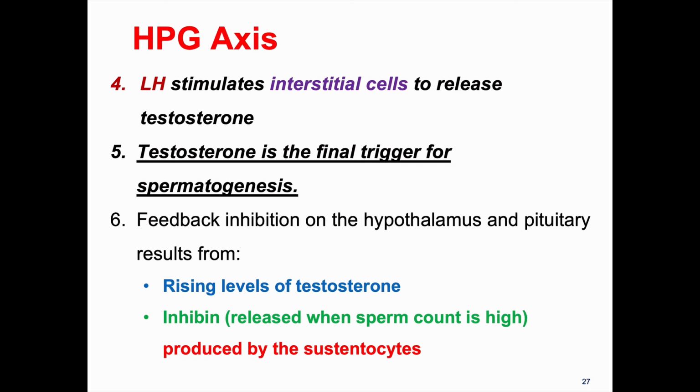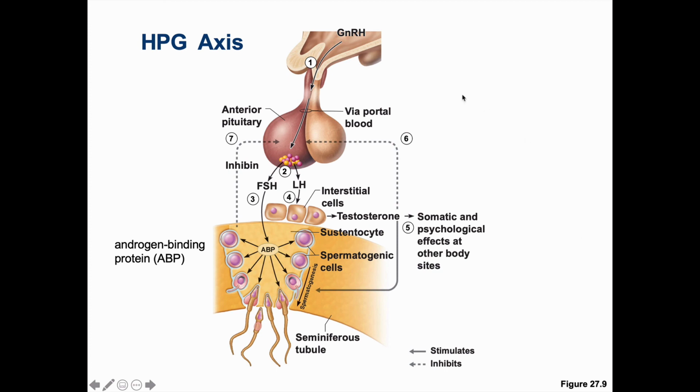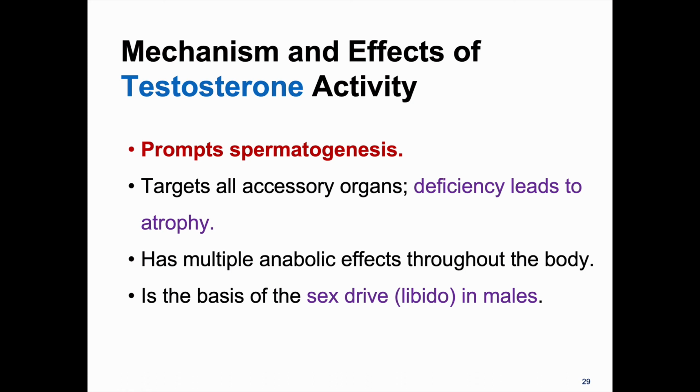Luteinizing hormone triggers the interstitial cells to secrete testosterone. Testosterone is the final trigger for spermatogenesis. No testosterone, no masculine characters, and no sperm cell production. The feedback inhibition on the hypothalamus and pituitary results from rising levels of testosterone, and from inhibin released when the sperm cell count is high. Inhibin is produced by the Sertoli cells. So, as I told you, the hormone regulation starts from the hypothalamus to the anterior pituitary to the testes, where there are the interstitial cells and the seminiferous tubules.